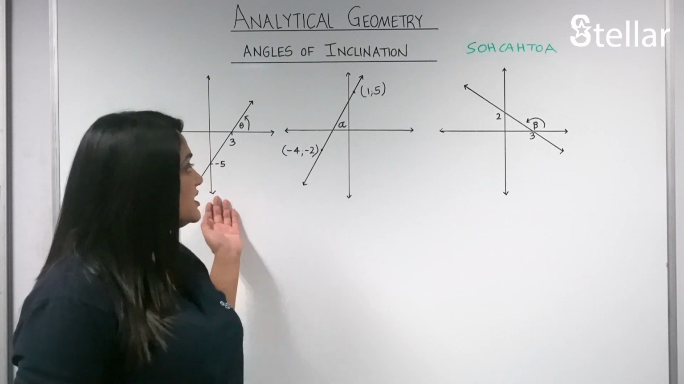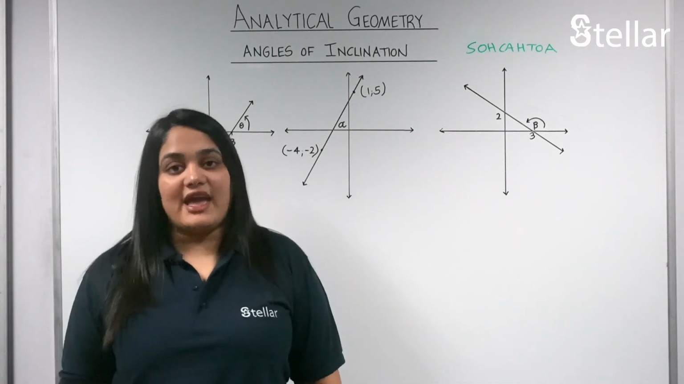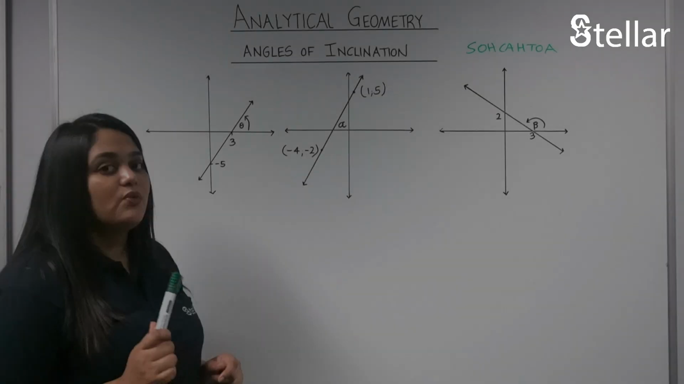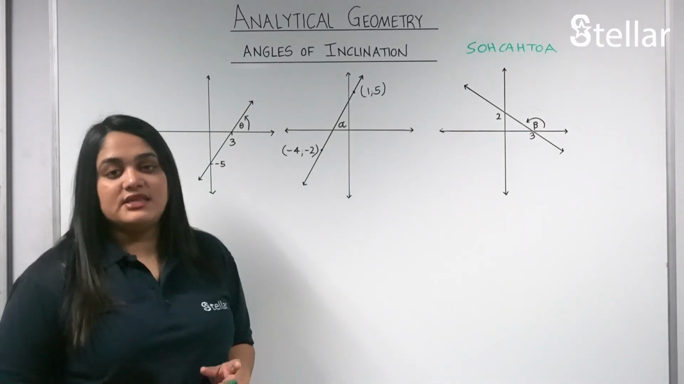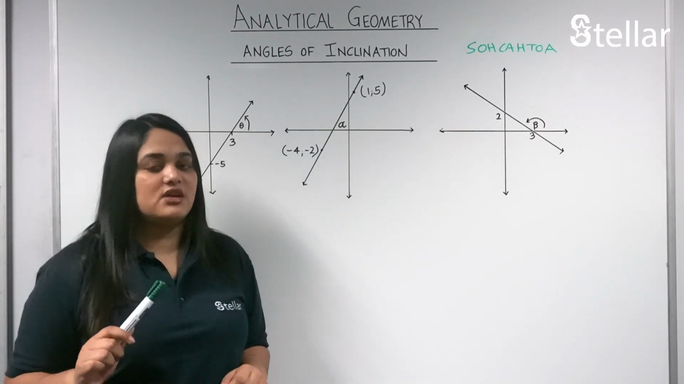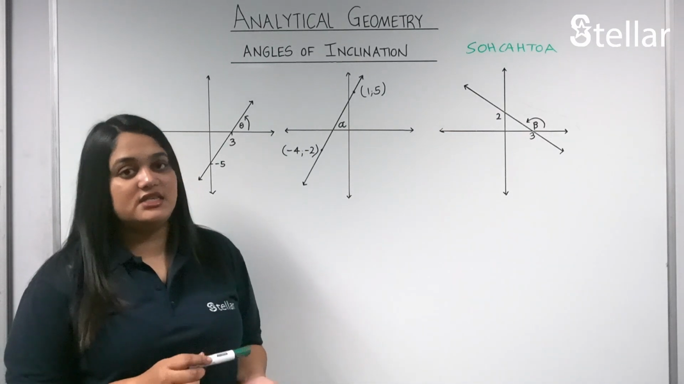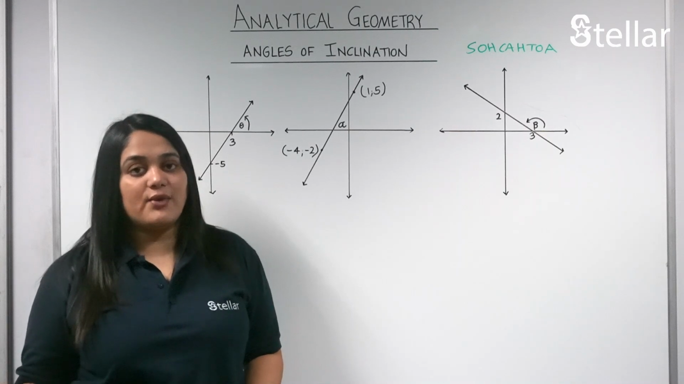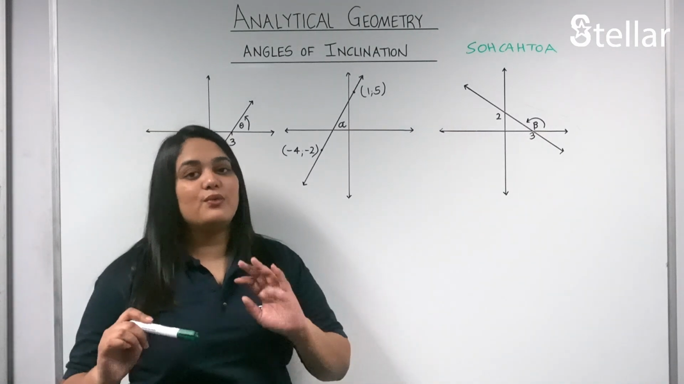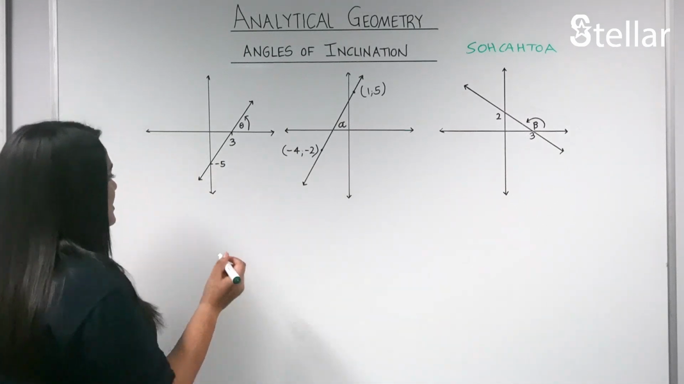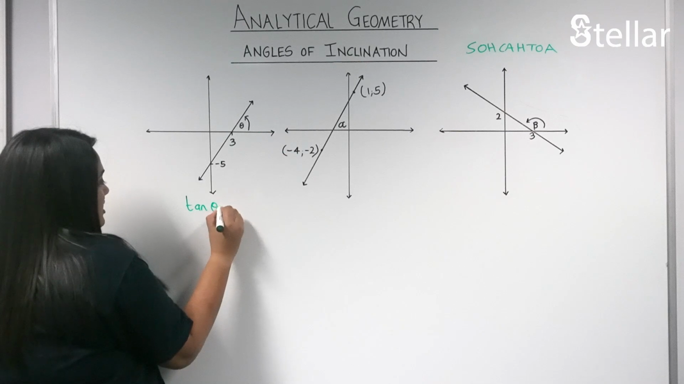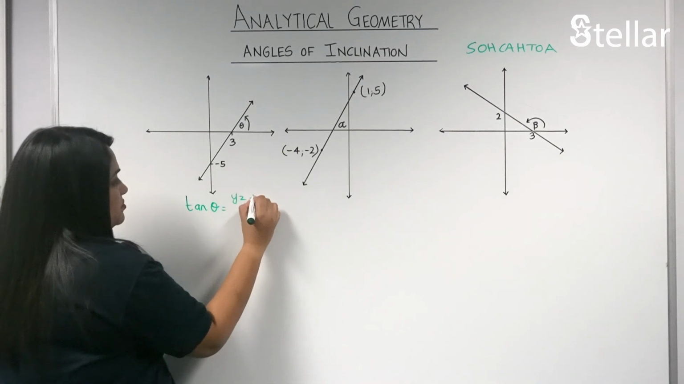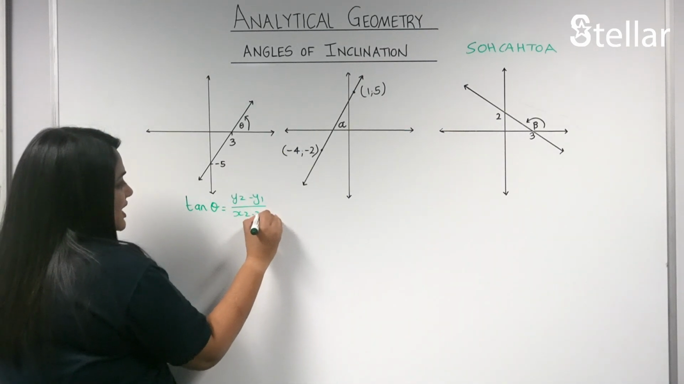So we look at tan theta, tan alpha, tan beta, whatever the angle is. And for that, we need to remember one important thing: tan theta is actually equal to the gradient of a line. So tan theta is equal to gradient, or we can say tan theta is equal to y2 minus y1 all over x2 minus x1, which is just your gradient. So let's try. Tan theta is equal to the gradient, because we're using theta here. The gradient is y2 minus y1 over x2 minus x1.